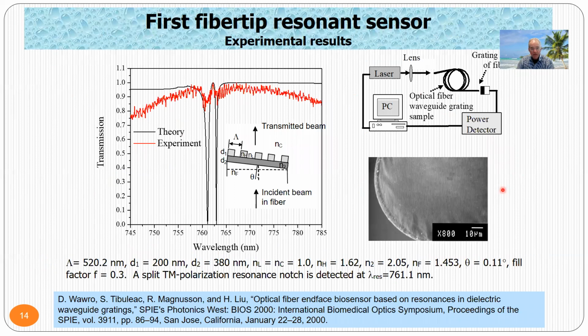So here's the first fiber tip resonance sensor, published in this paper here in SPIE Photonics West in the year 2000, and it wasn't a very good sensor. We could just barely see the dip here, but it still worked. It was actually not quite straight cut, so we saw two peaks, and those correspond to the split peak that happens when you angle the incident wave.